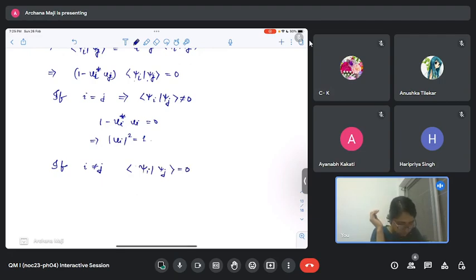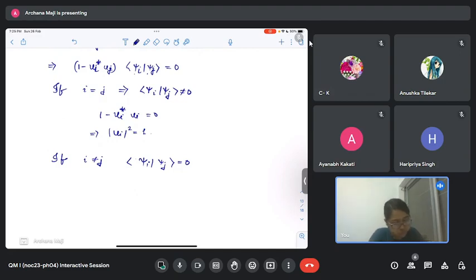Then these two should be 0. So the eigenvectors corresponding to different eigenvalues of a unitary operator are also orthogonal. Why should that be the case? Because if i is not equal to j, then ui star uj is not equal to 1, because here we have already proven that ui mod square equal to 1.